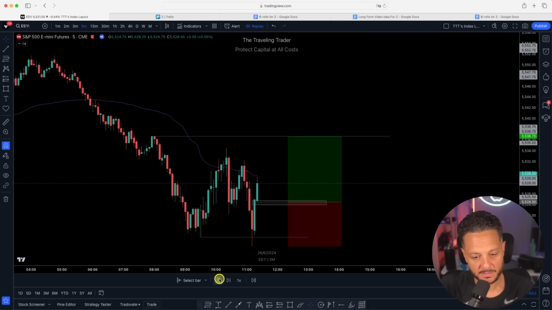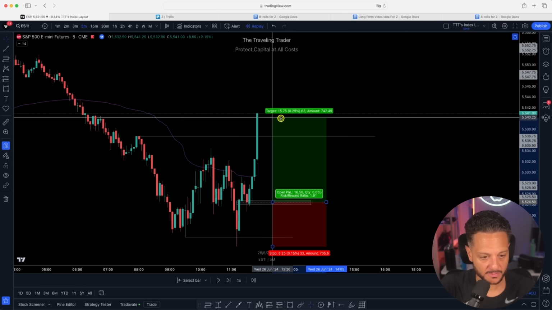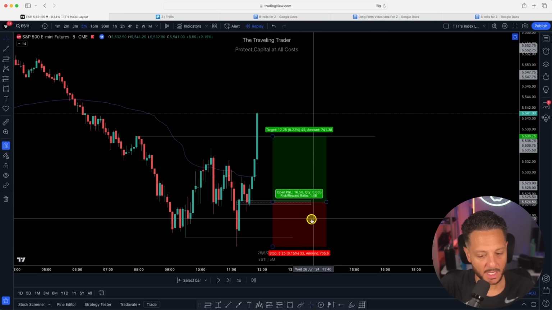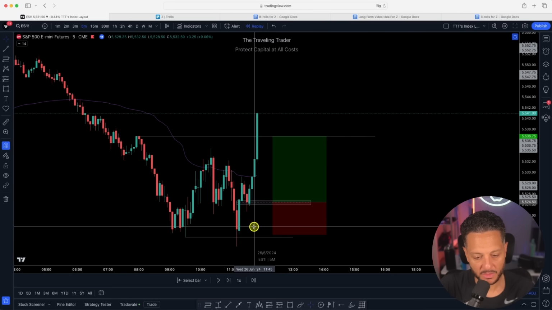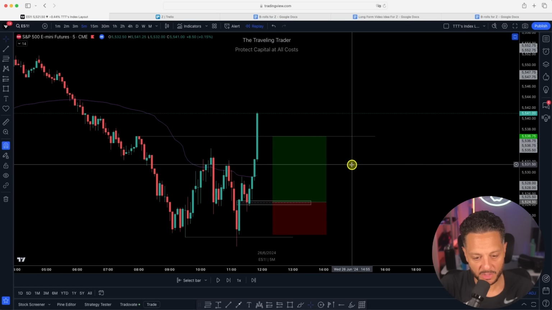So let's see what happens. And there you go. We actually did get 2-to-1 here. You might have left runners for that target. But as I said, realistically for me, this would likely be a 1.5-to-1 trade. Unless you did move your stop limit up to the low of this candle, a little bit more of a tighter stop, in which case this would be a 2-to-1 trade, either or.